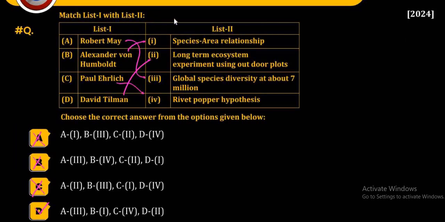Next question. Match list 1 with list 2. A. Robert May, global species diversity about 7 million. B. Alexander von Humboldt, species area relationship. Paul Ehrlich, rivet popper hypothesis. David Tilman, long-term ecosystem experiment using outdoor plots.